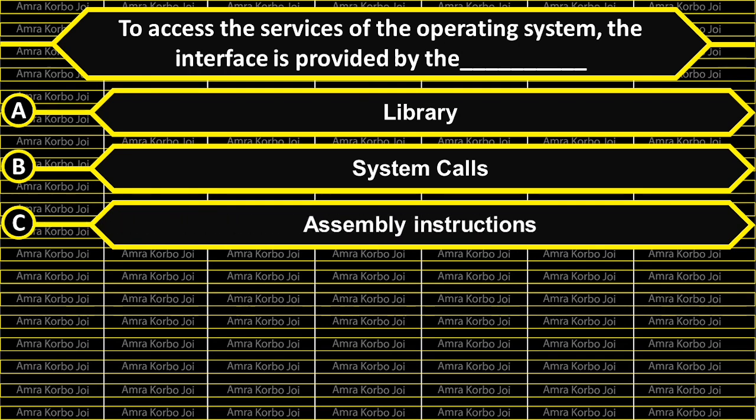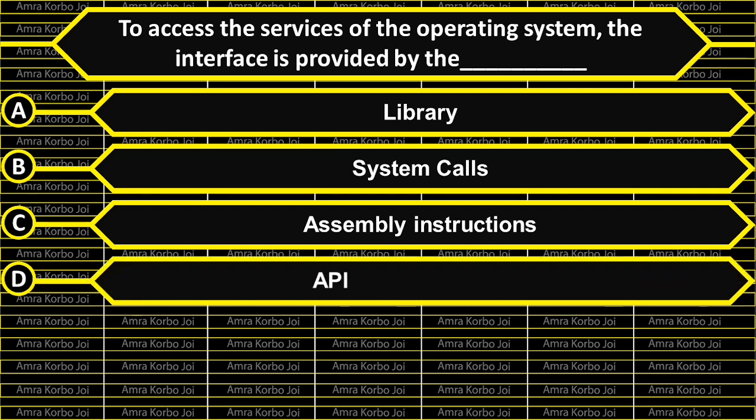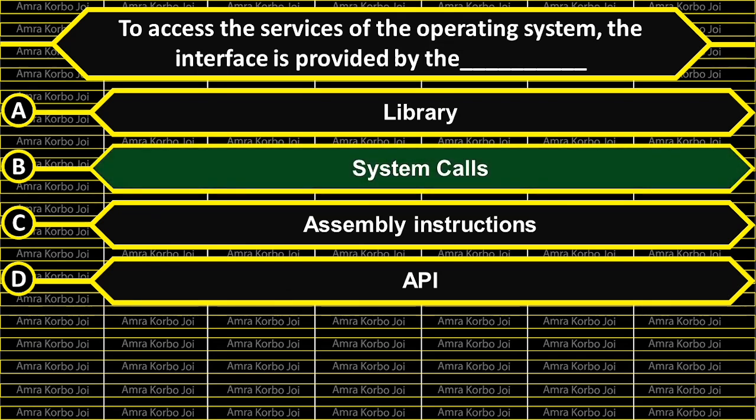Option C, assembly instructions. Option D, API. Correct answer, option B, system calls.